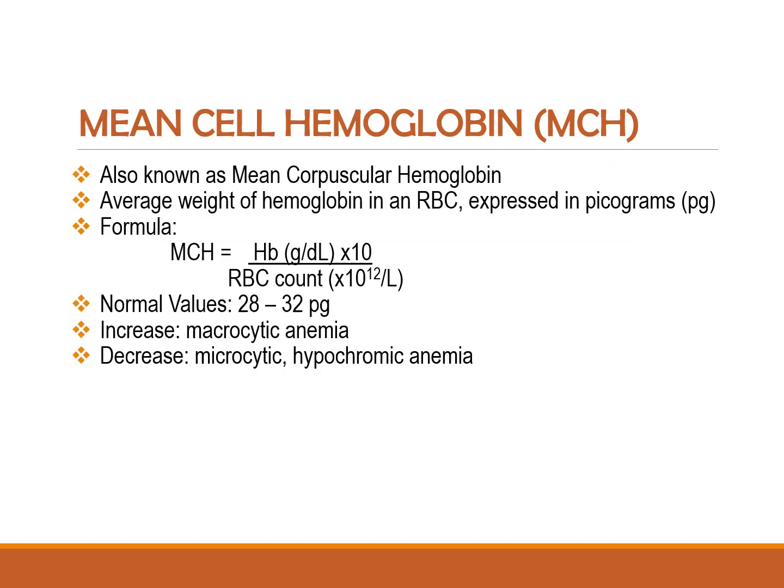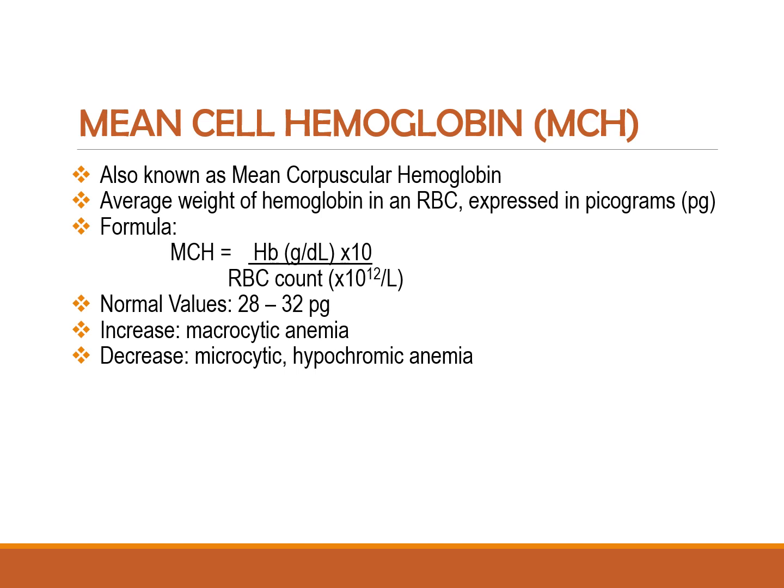Another parameter in the RBC indices is the mean cell hemoglobin or the MCH. It's also known as mean corpuscular hemoglobin. This is the average weight of hemoglobin in an RBC expressed in picograms or pg. The formula for calculating this parameter is MCH is equal to the hemoglobin of the patient expressed in grams per dL times 10 divided by the RBC count of the patient expressed in SI unit. The normal value of MCH ranges from 28 to 32 picograms.